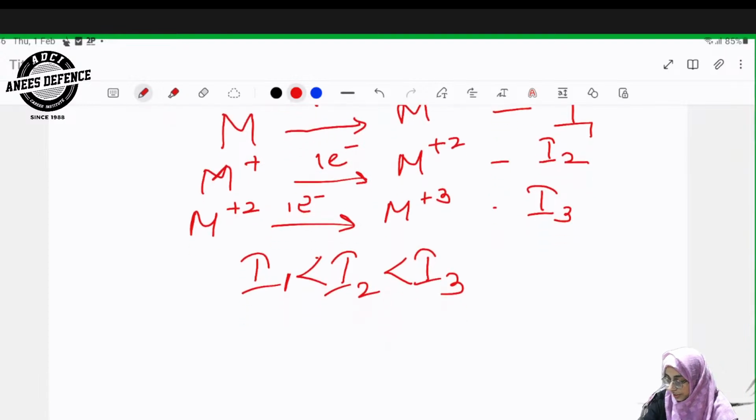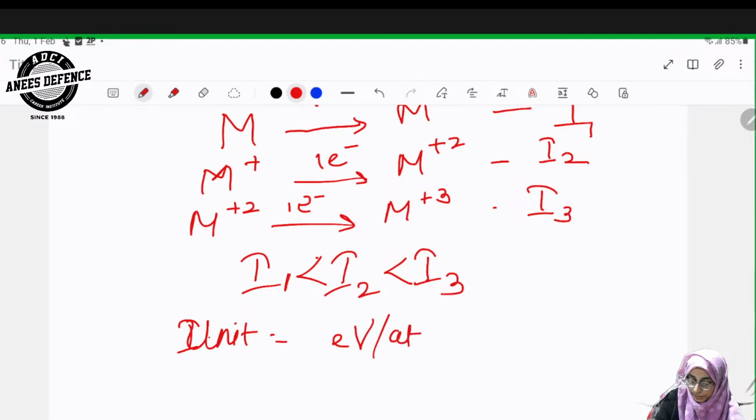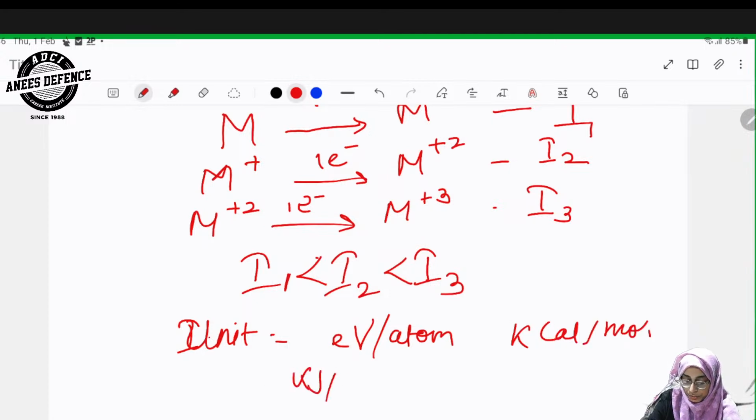Its units are, what is the unit of ionization enthalpy? Electron volt per atom, or you can say kilocalorie per mole, or it may be kilojoule per mole. These are the units. We have to put this unit in calculations.